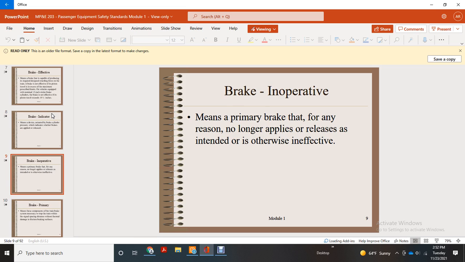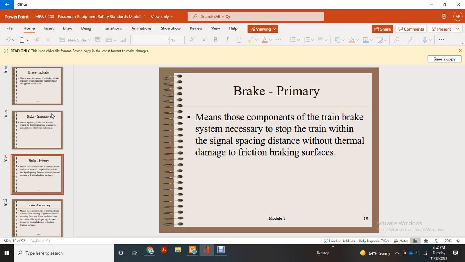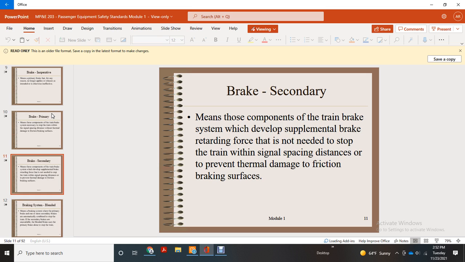Brake, inoperative, means the primary brake that, for any reason, no longer applies or releases as intended or is otherwise ineffective. Brake, primary, means the components of the train brake system necessary to stop the train within the signal spacing distance without thermal damage to friction braking surfaces. Brake, secondary, means the components of the train brake system with a developed supplemental brake retarding force that is not needed to stop the train within the signal spacing distance or to prevent thermal damage to the friction braking surfaces.